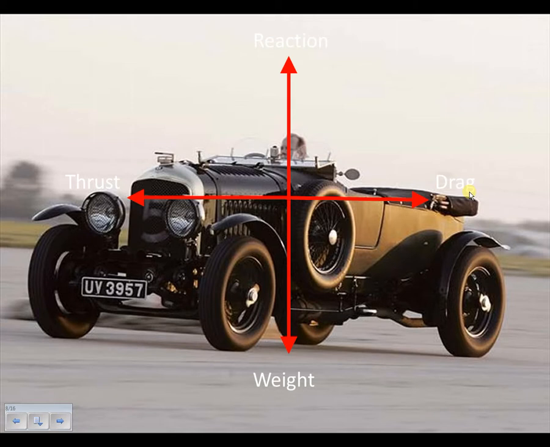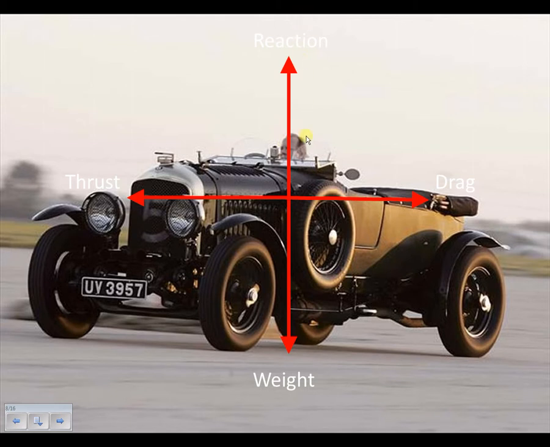The car would do certain things depending on the sizes of these forces in relation to each other. For example, if something freakish really happened and he drove into a tornado, the drag forces would become much bigger than the thrust forces. The car would slow down, and if the drag forces are big enough, they could actually stop the car. If they were really big, they could actually move the car backwards.